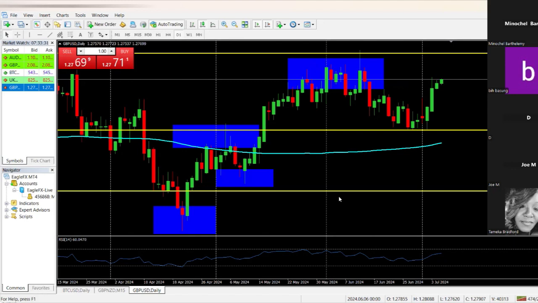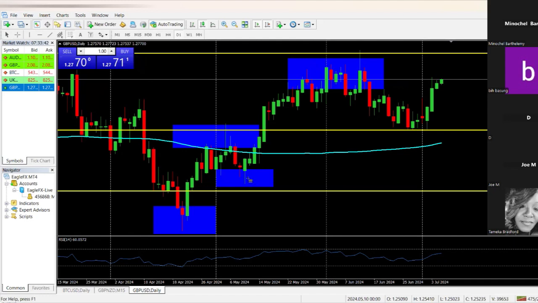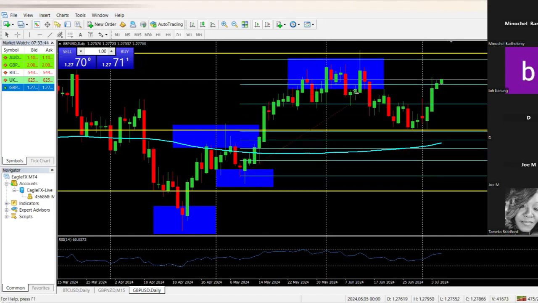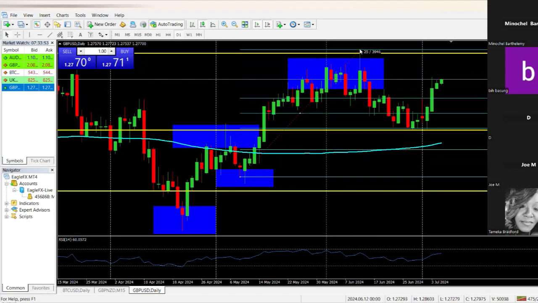Gotta add your fib along the trend. But where would you place your fib if you're looking for a buy? You're gonna place your fib at the low, which is at the bottom blue box, up to your high. Exactly, right? You have to place the fib from the most recent higher low to the most recent higher high, right? You can even use the wick if you want as well, right?